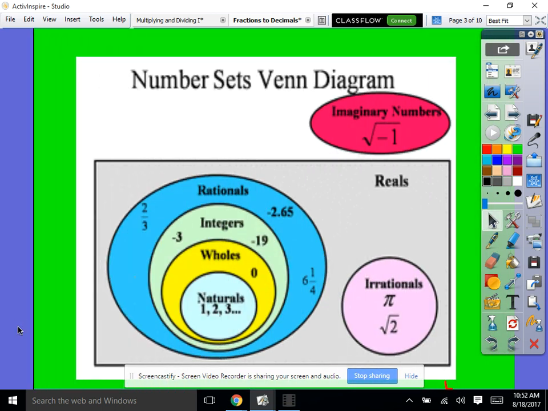Now, I did not include the picture of the number system on your notes, but it is on your very first set of notes. And just remember, we have talked about the natural numbers being the numbers we can count on our fingers, the whole numbers being the natural numbers and zero, the integers being the natural numbers, 0, and all the opposites of the natural numbers, which would be negative numbers. And today we're going to look at rational numbers. Rational numbers can be fractions or decimals.